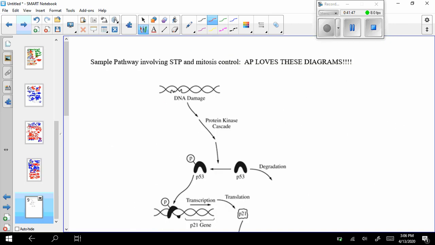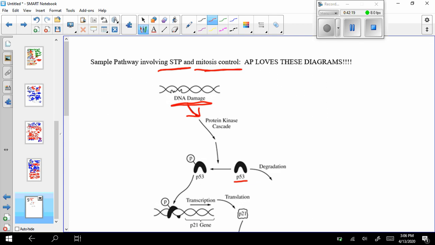All right. Oh my gosh, I'm on the last page already, you guys. All right, I love this diagram because this is a great pathway that involves signal transduction and mitosis control. So AP loves these diagrams. You will see this P53 molecule come up maybe even on your test this May. Who knows? So here we start off with DNA damage. I always want to find the beginning of my arrows. So here's my first arrow.